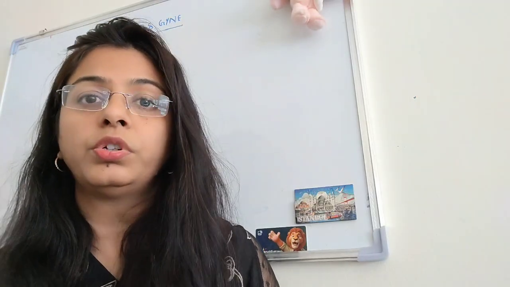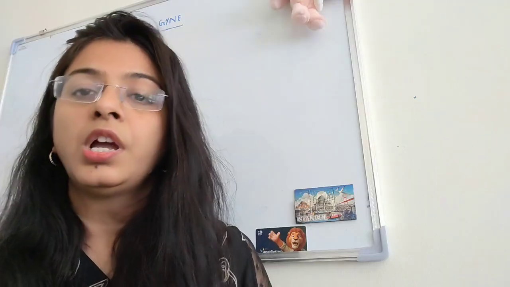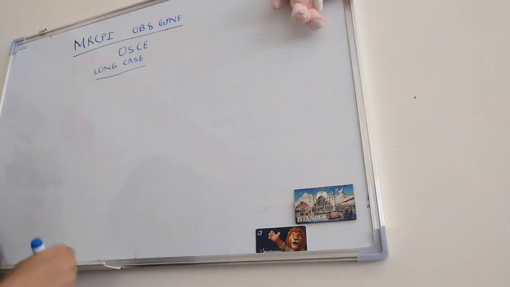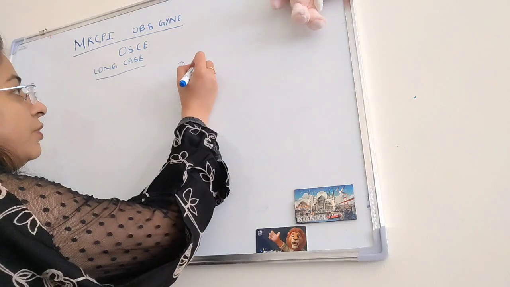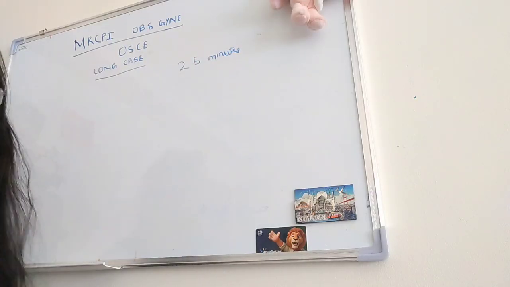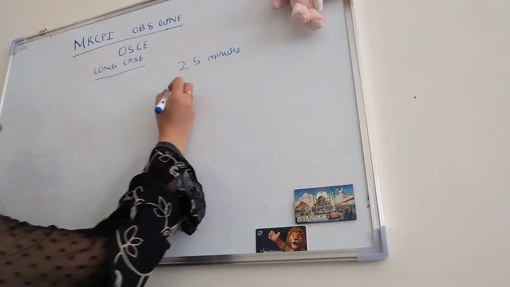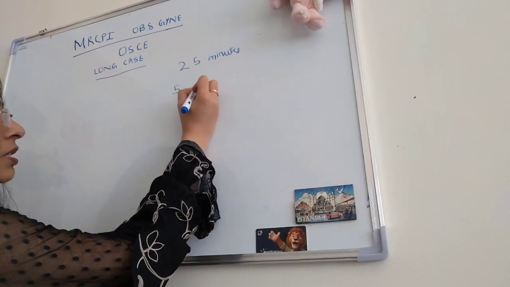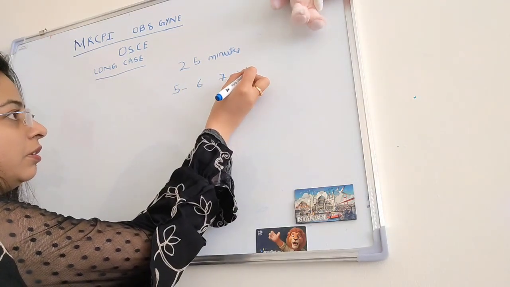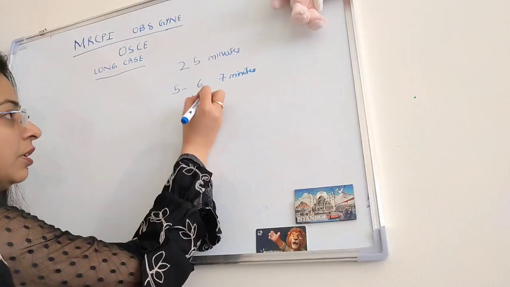So let's see how to take your case further. We all know the long case is 25 minutes, and you can give 5 to 6 minutes, maximum 7 minutes, to your history points.